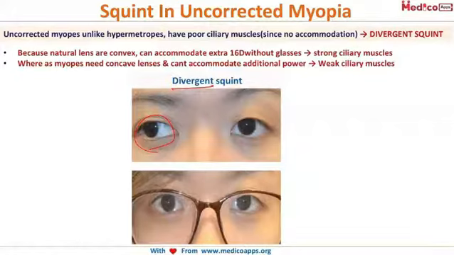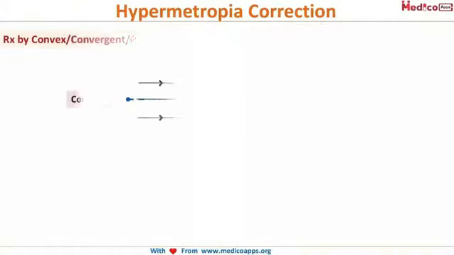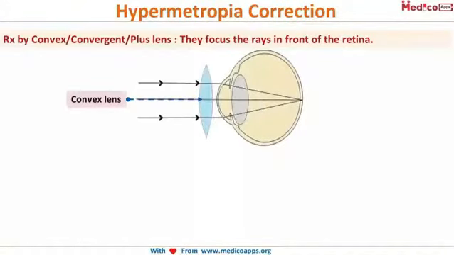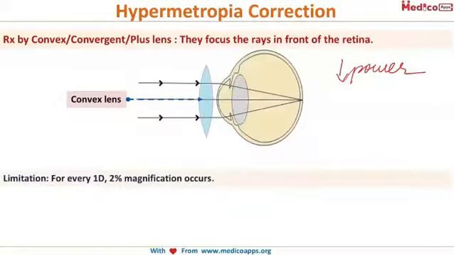Okay. Now, correction we have seen, we will give a pair of convex lenses to increase the power, because in hypermetropia the power of the eye is less, so it is unable to focus the light rays on the retina. So, if you give a convex lens, it will help in focusing the light rays. So, just similar to that of myopia, but a little bit different.